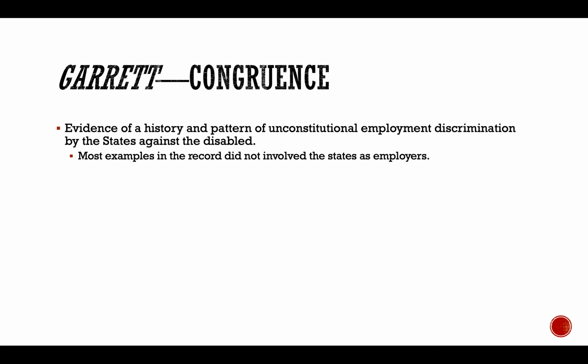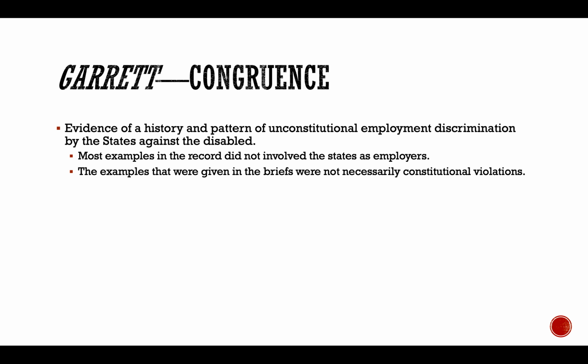Then, if we look at the second paragraph on page 989, the briefs contained in this case listed more examples of state discrimination. So what about those examples? Well, Rehnquist says that the examples there aren't necessarily constitutional violations. So let's look at the examples. They cite half a dozen examples from the record that involve states.